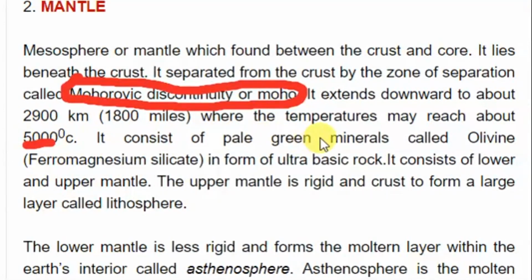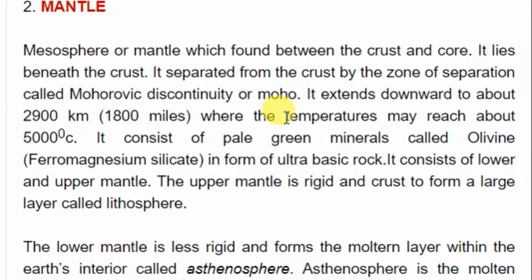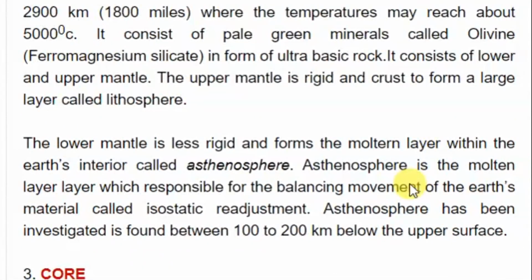It consists of pale green minerals called olivine, or sometimes ferromagnesium silicate, in the form of ultra-basic rock. It consists of lower and upper mantle. The upper mantle is rigid and crusty to form a layer called lithosphere. So this is the mantle, and as we have said, it is divided into two layers, the upper and the lower mantle. The upper mantle is rigid and crusty to form a large layer called lithosphere.